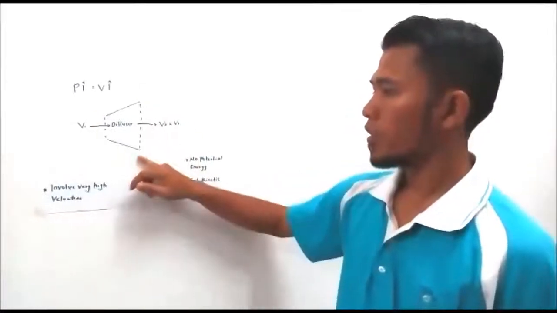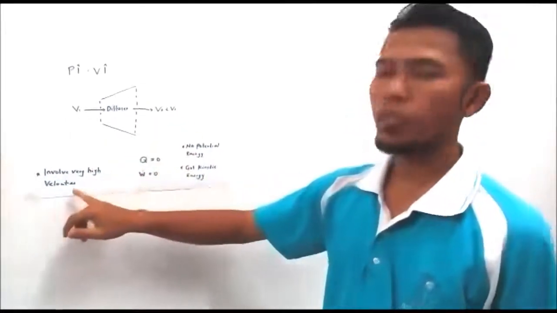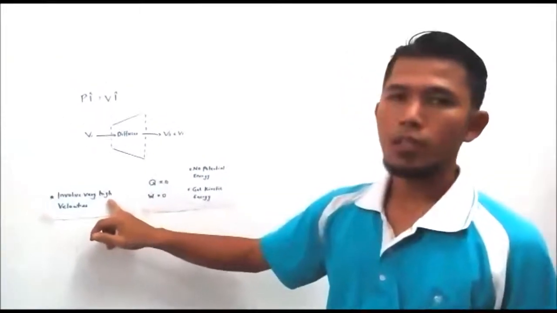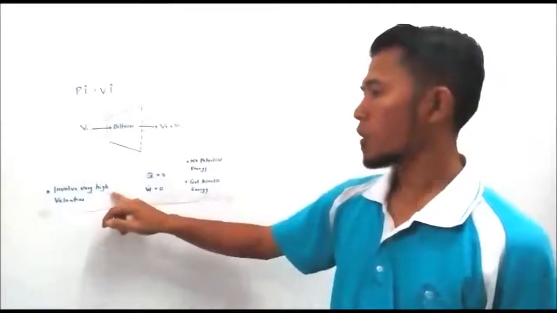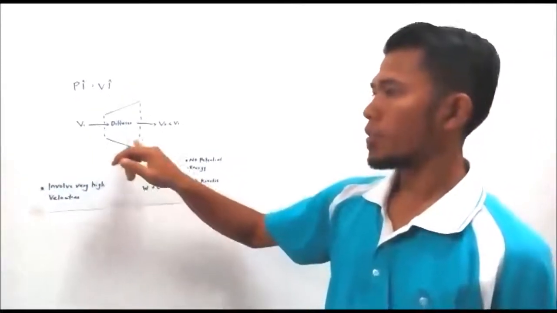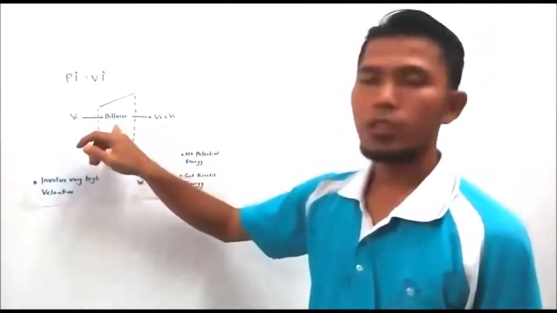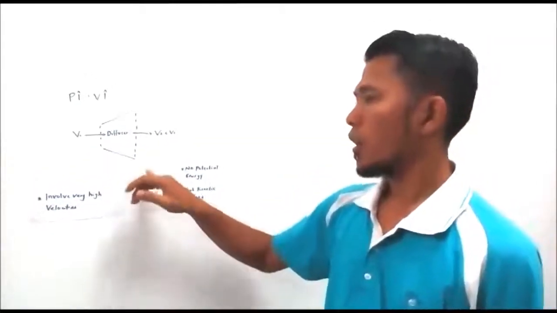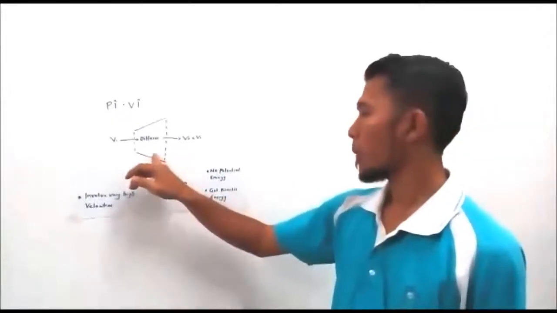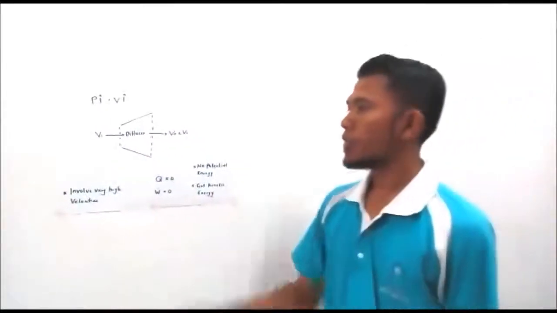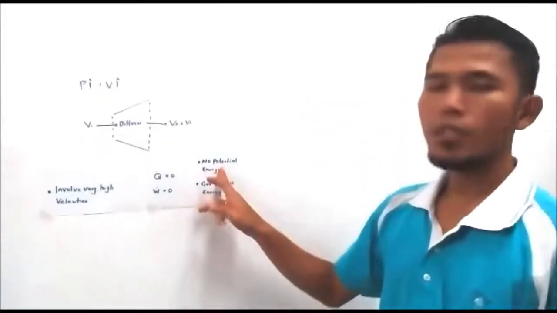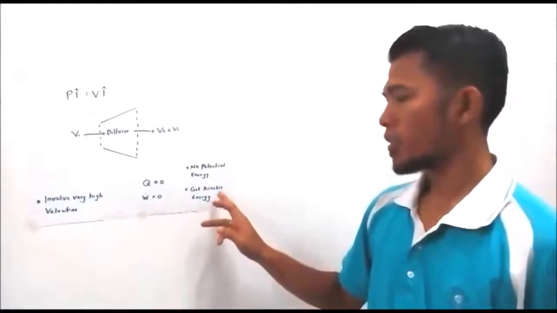Here involves very high velocity. There is no heat transfer taking place in the diffuser device. At the same time, no work happens here. In a diffuser device, there is no potential energy, but there is kinetic energy.